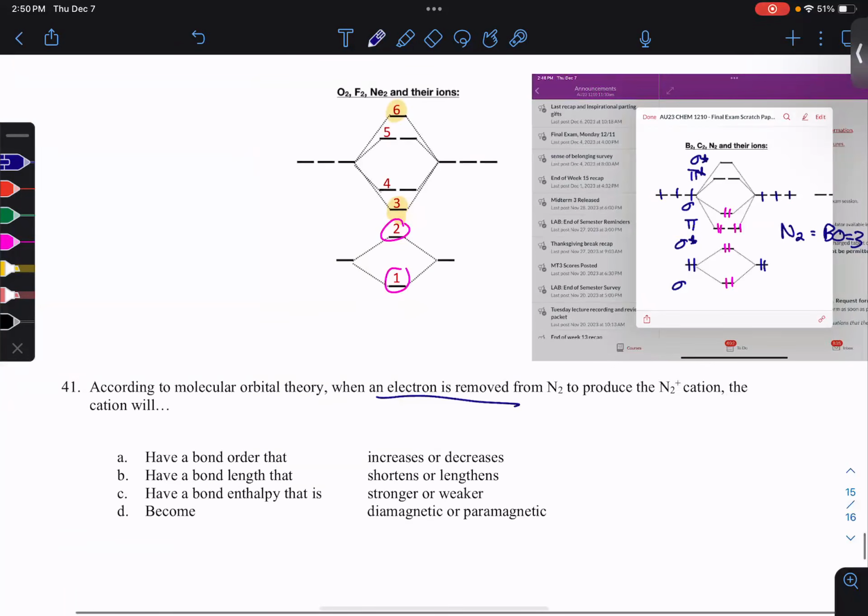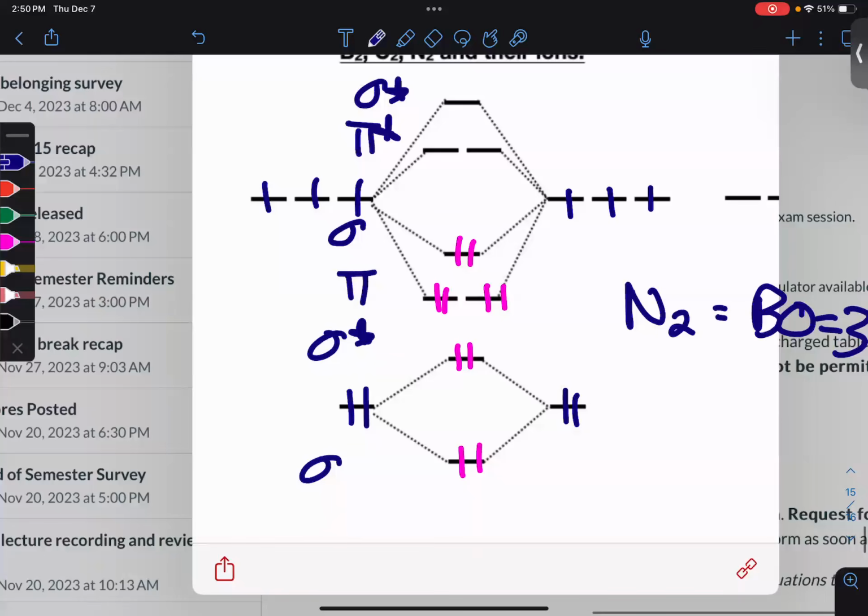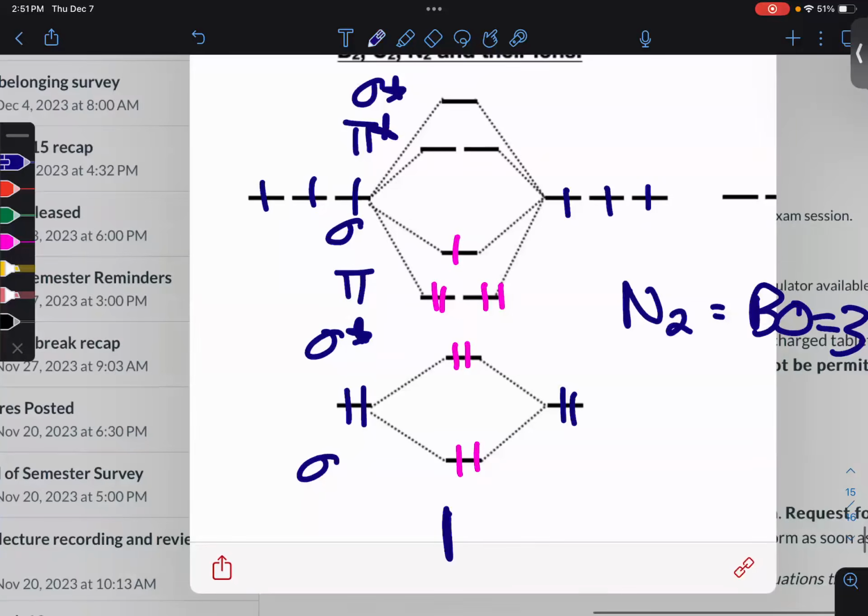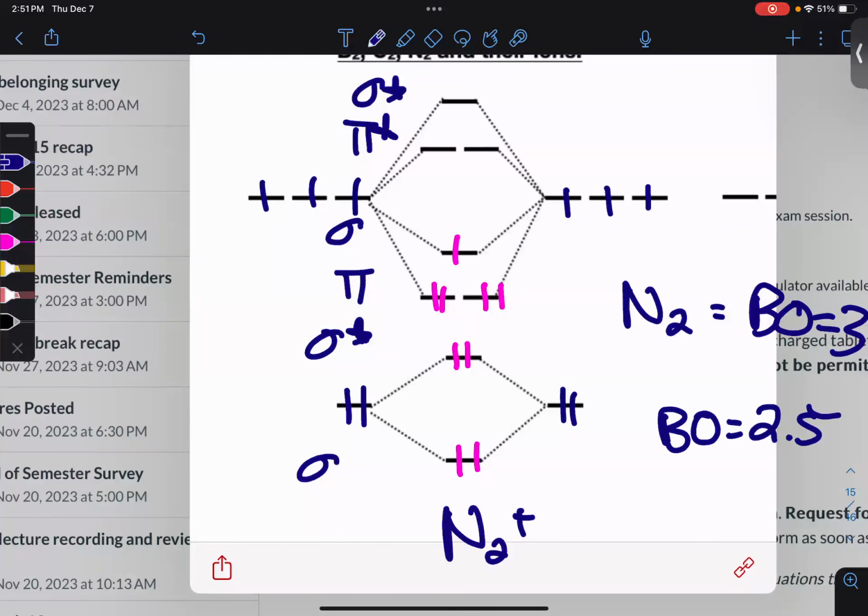When we remove an electron, we take this MO and we remove an electron. What electron do we remove? Just the topmost, yeah. So we remove an electron, and there is N2+. So be cognizant of what kind of electron I removed. A bonding electron or an anti-bonding electron? Bonding. So removing a bonding electron weakens the bond, because now what is the bond order? 2.5, because now there's only 5 bonding electrons over 2.